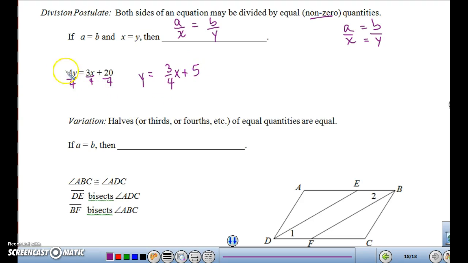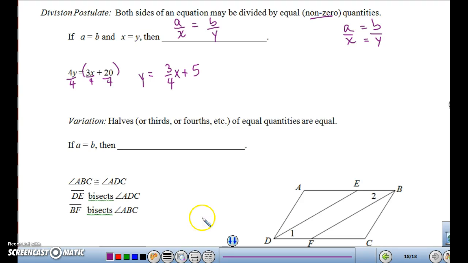All right, what you divide on one side of the equation, you must divide on the other side of the equation. So we're dividing this entire quantity, 3x plus 20, by 4. I just did it separately so you can see where I got the values from. So the division postulate means that you divide each quantity on each side by the same value.